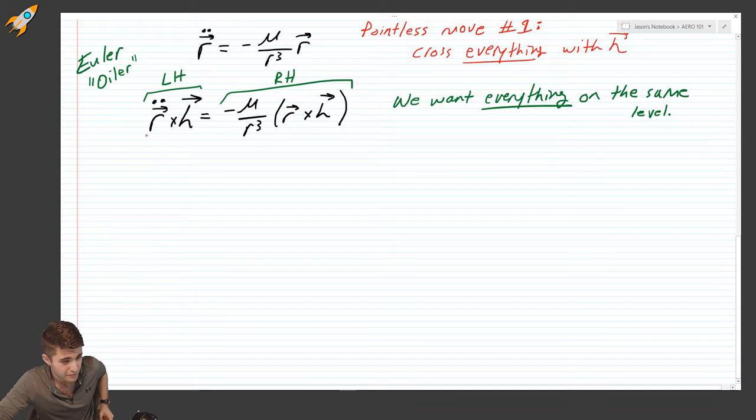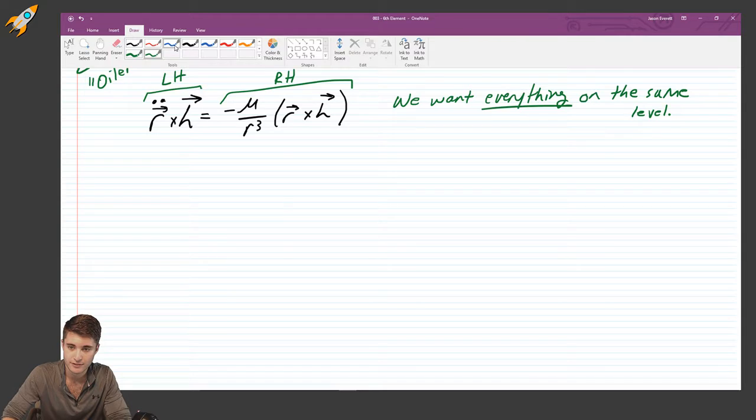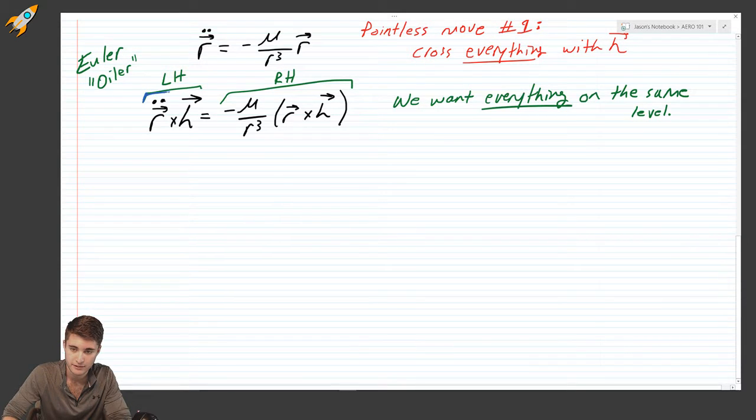We've got some things that are time derivatives of the vectors, and then we've got regular vectors. We don't want that. We just want everything to be level. And the way to do that is really weird. But we're going to do it anyway. So, note this. Let's start with the left-hand side here. We're actually going to make this a different color than the right-hand side. So, left hand. Cool. Left-hand side.